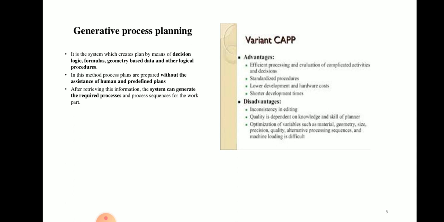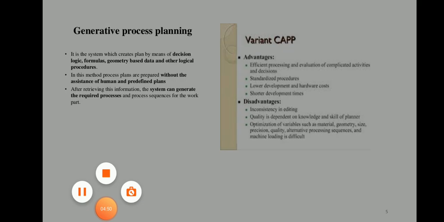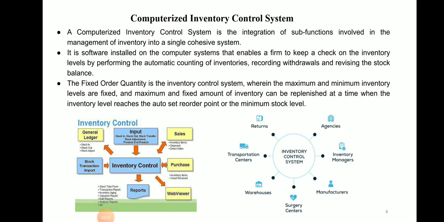Variant CAPP advantages: efficient processing and evaluation of complicated activities and decisions, standardization procedures, lower development and hardware cost, shorter development times. And there are some disadvantages also, like inconsistency in editing, quality is dependent on the knowledge and skill of the planner, and optimization of variables such as material, geometry, size, precision, quality, alternative processing sequences, and machine loading is difficult. So these are some of the disadvantages of variant CAPP.